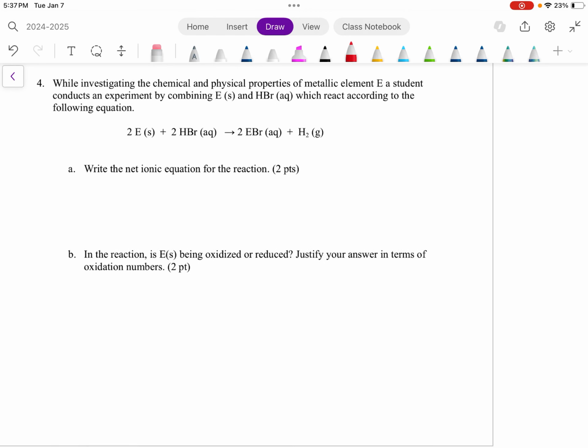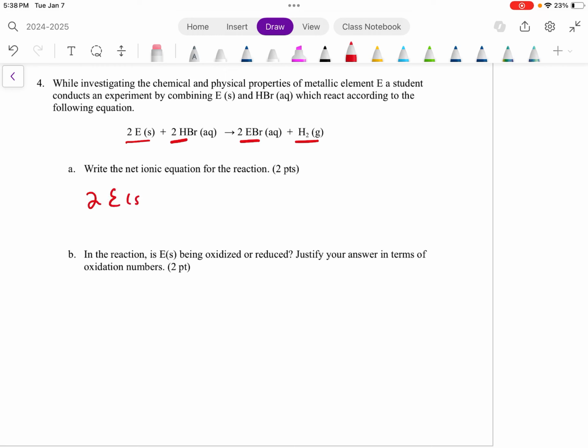Okay, the net ionic equation. Remember the net ionic equation: anything that changes quantity, state of matter, or amount, like charge, you have to show that in the net ionic equation. If it changes from the left to the right, it has to be present. So E changes, H changes. The only thing that doesn't change is Br. So Br is the spectator ion here.